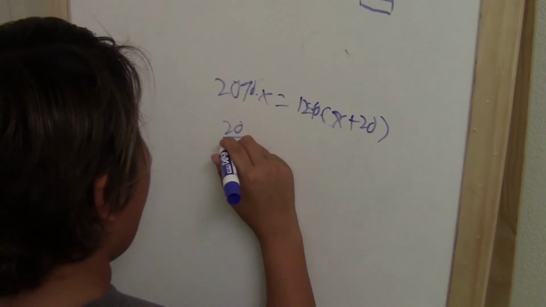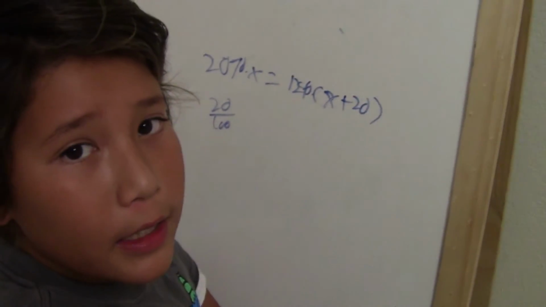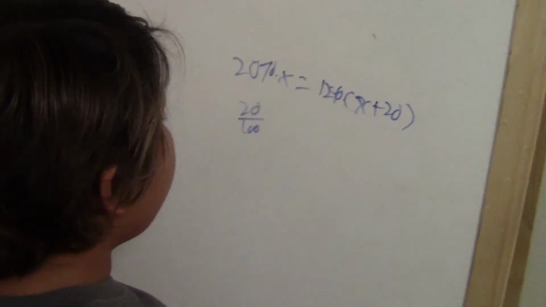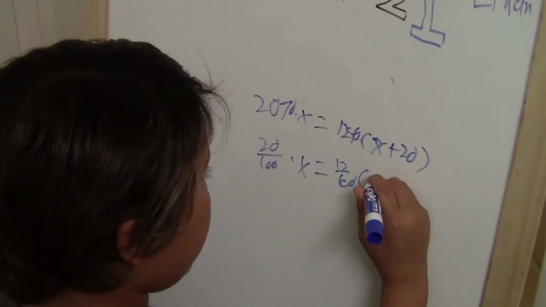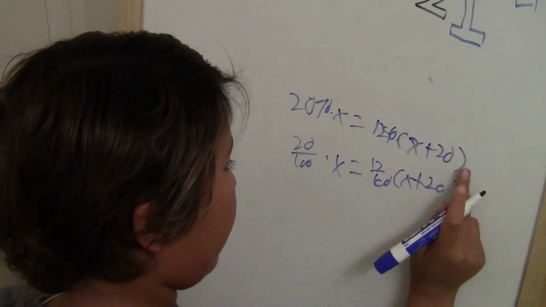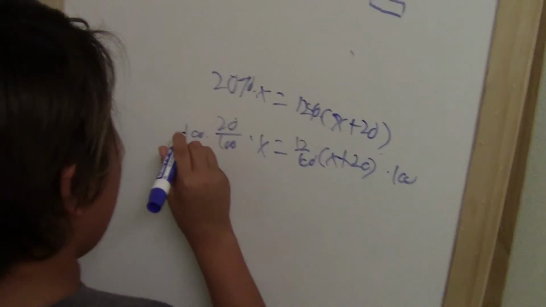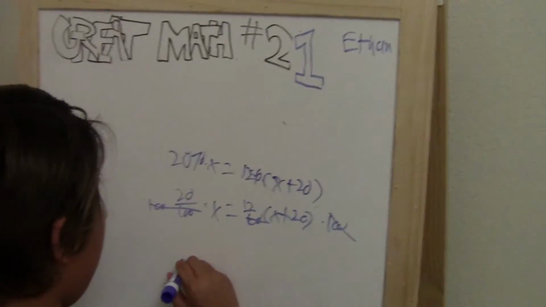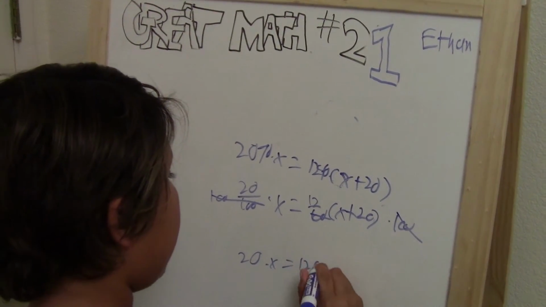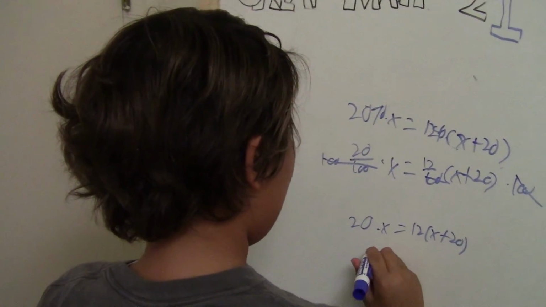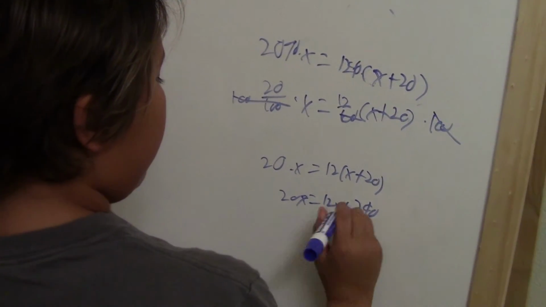Then we go to 20 divided by 100. We just convert these percents into over 100 because percent means per 100. So we multiply by x equals 12 divided by 100 times x plus 20. Sorry, my bad, 20. Now we just need to multiply 100 by each side, and we take out the whole denominator. Then it becomes 20 times x equals 12 times x plus 20. Then this becomes 20x equals 12x plus 240.